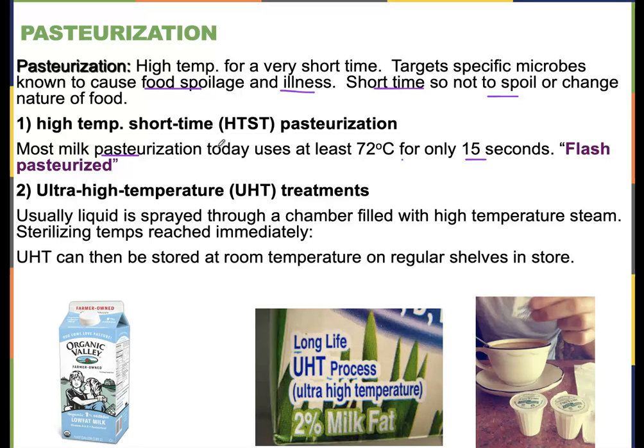And then there's the ultra high temperature, UHT, treatments, which is why you can actually have some milks in a box on a shelf at room temperature, right? So it's a different kind of pasteurization. It kills more microbes, and sterilizing temps can be reached with this. So that's why you can have a shelf-stable beverage with UHT. And then these guys here, right? If you go to a diner and you see these creamer guys, those have been pasteurized with UHT. So they can sit on the table and they're fine.